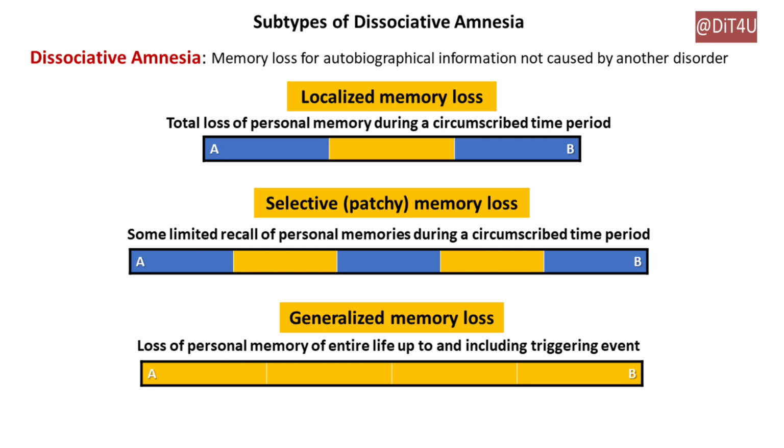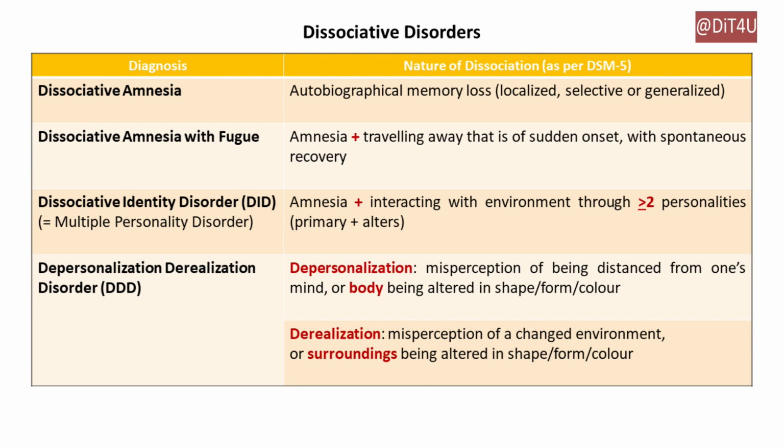Generalized memory loss is loss of personal memory for the entire life, including the trigger event. So there are no blue areas indicating memory at all. It's all yellow, loss of memory. So that is generalized memory loss. These are the three subtypes of dissociative amnesia. Basically it just means autobiographical memory, that is, personal information, is lost by the patient, and it could be localized, selective, or generalized, as we just saw. Dissociative amnesia may be associated with fugue.